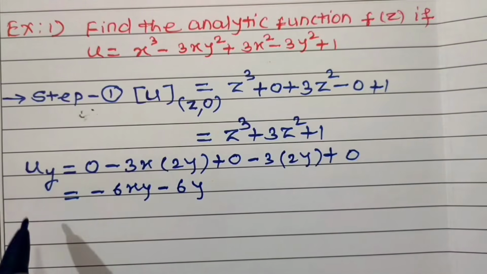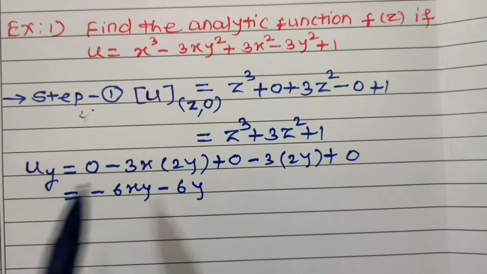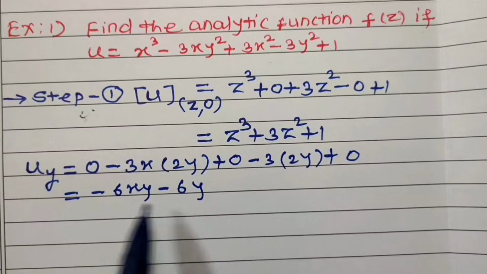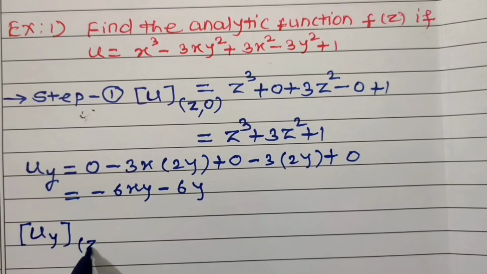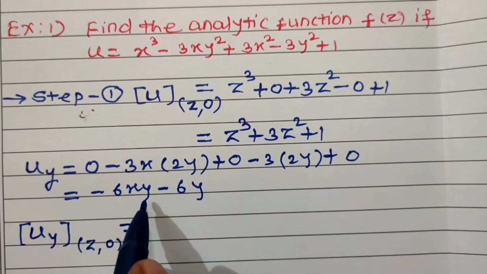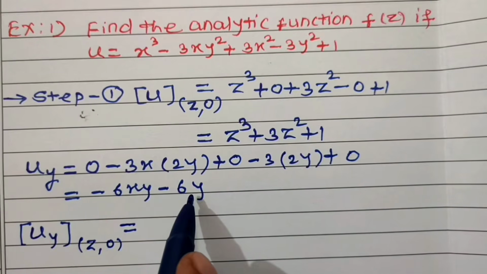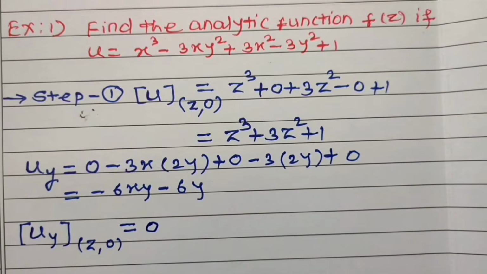Now find uy at z comma 0. Means in uy replace x by z and y by 0. Hence uy at z comma 0 is given by here minus 6x into 0, that becomes 0, and second term also becomes 0. So uy at z comma 0 is 0.